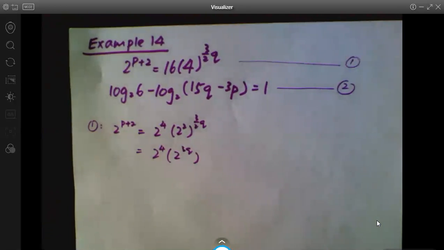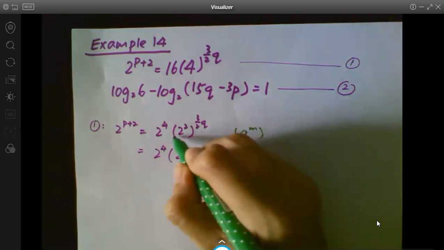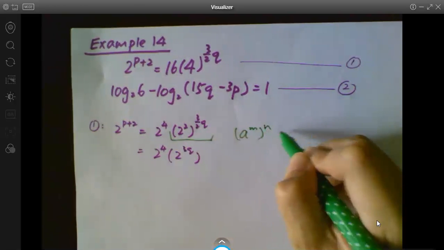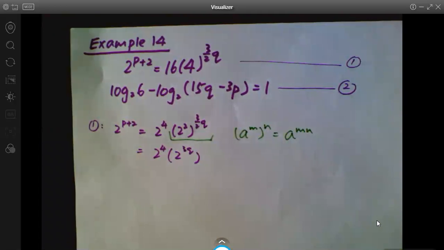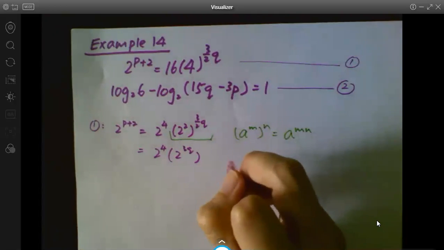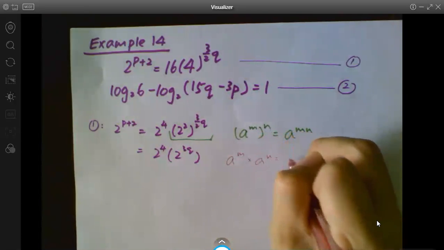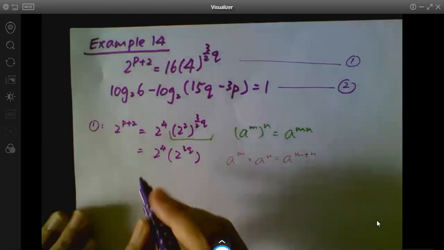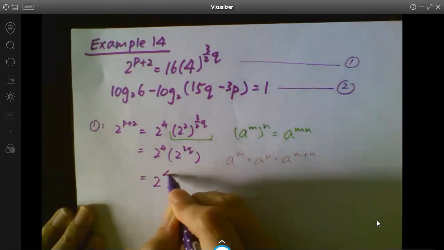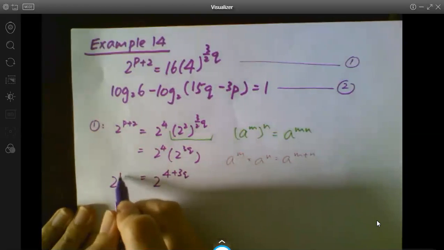Use the indices law of (a^m)^n is a^(mn). All right. And then for the next line, we will be using the indices law of a^m times a^n is a^(m+n). So let me continue. This will be 2^(4+3q). Maybe I can copy this down.